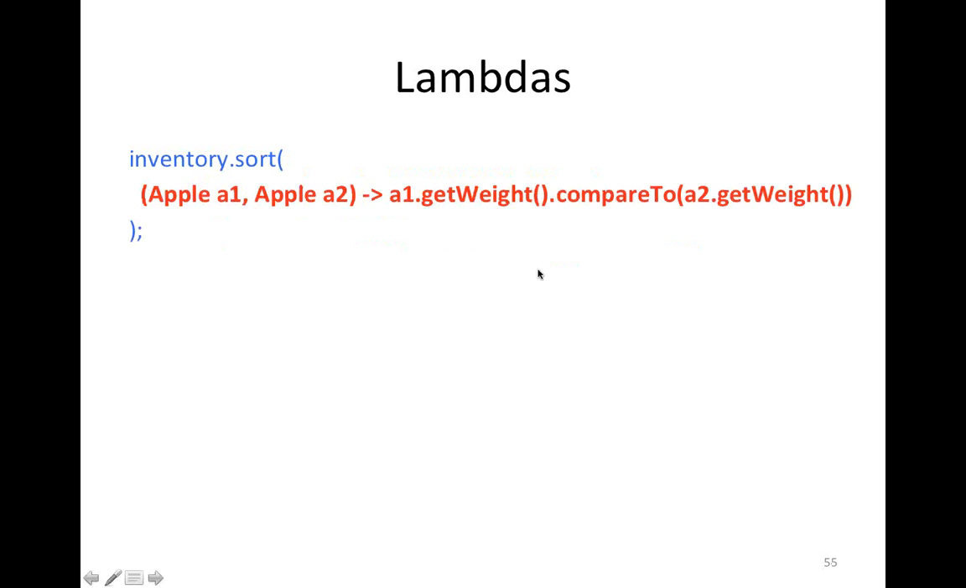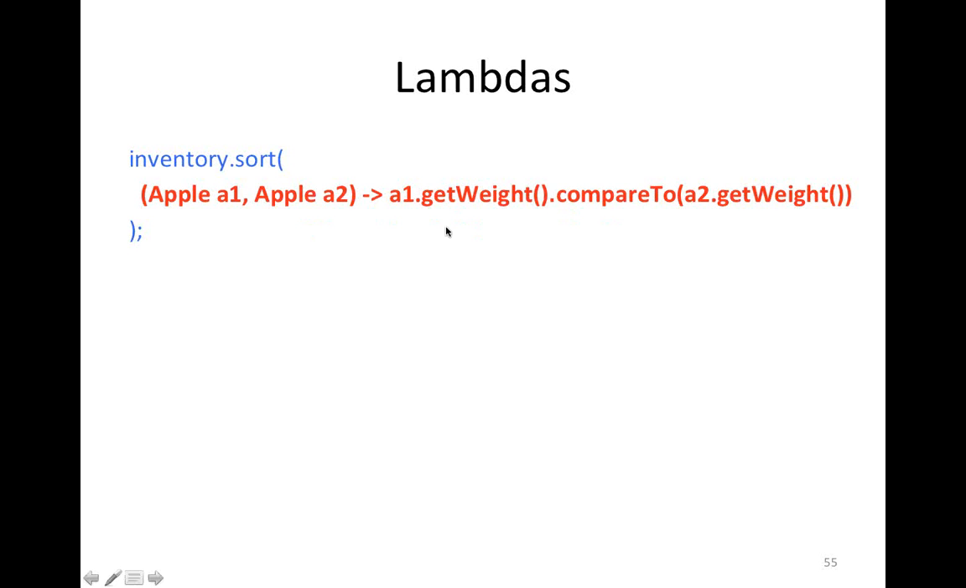But we've now seen how to use Lambda expressions, right? So Comparator is a functional interface. So we can provide the implementation of the compare method directly inline. Here we're saying, well, given two apples, take the weight of the first one and compare it with the weight of the second one.